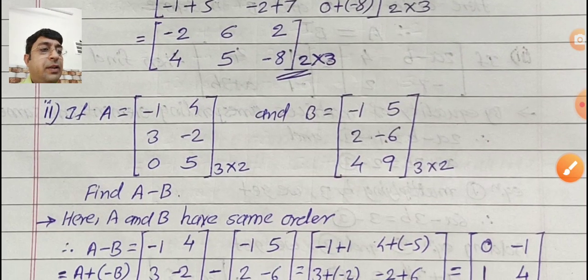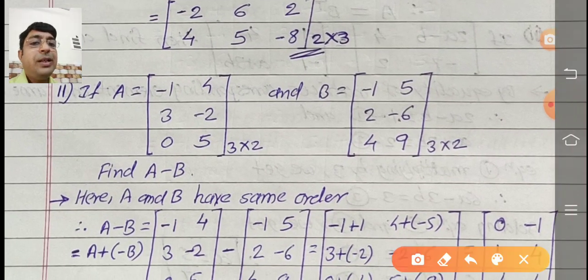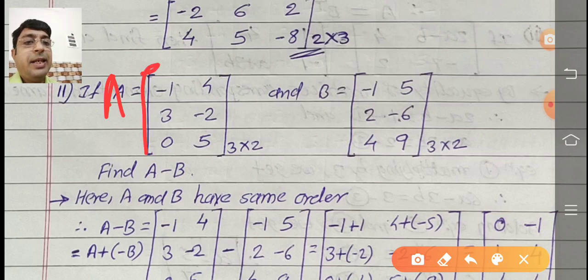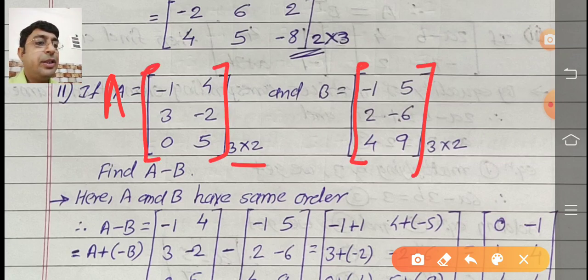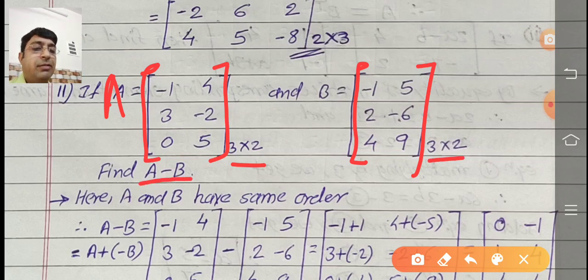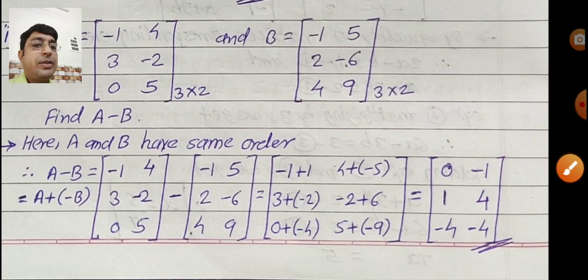One more question is given. Two matrices are given here. Matrix A is having the order 3 by 2. Matrix B is also given having the same order 3 by 2. So find A minus B. We are finding the subtraction of these two given matrices. Here A and B have the same order. That's why subtraction is possible.